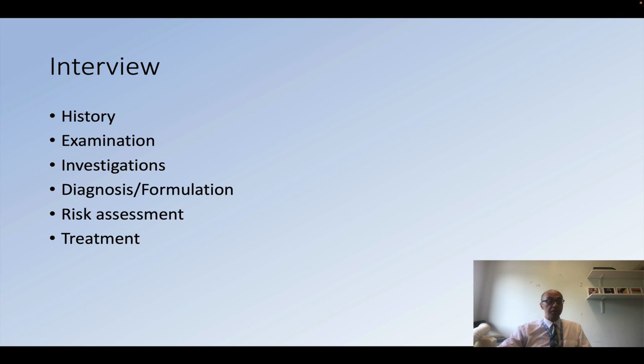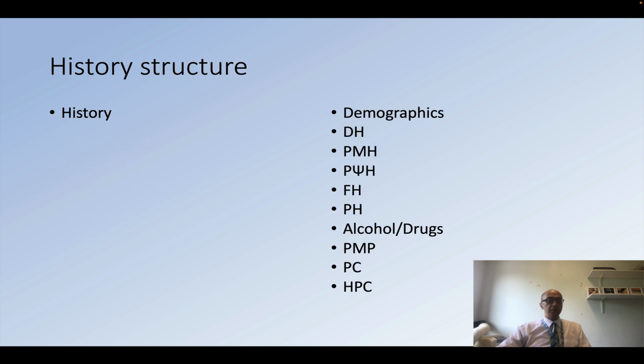So, how do you construct an interview? The aim is to take a history, conduct an examination, think about any relevant investigations, then consider a differential diagnosis, reach a diagnosis or formulation. Very importantly, conduct a risk assessment, and then have a think about treatment and management. In a psychiatric history, you may be familiar with these headings. We'll go through them, and I'll explain why I do things in this order.